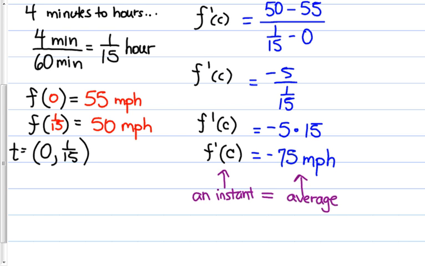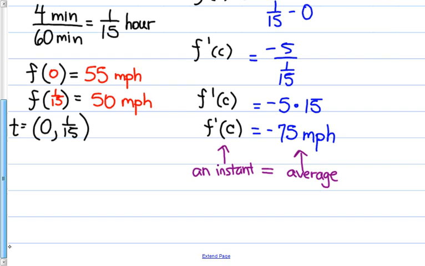Although the 55 and the 50 kind of look like he wasn't speeding, since he did it in such little time, he actually, I'm assuming it's a he, did get up to 75 miles per hour. So why did he get a ticket? I'm going to write that down.